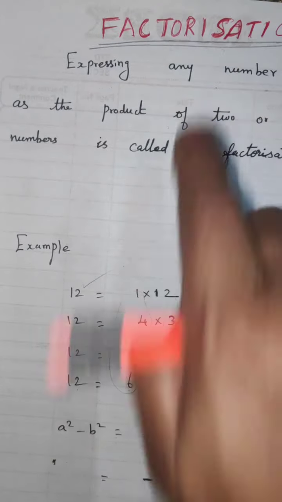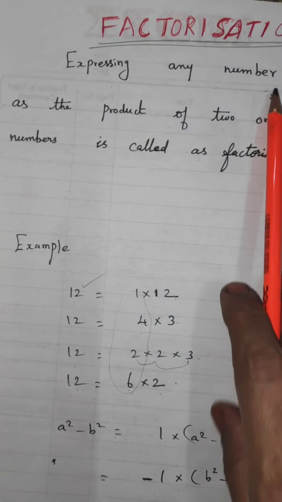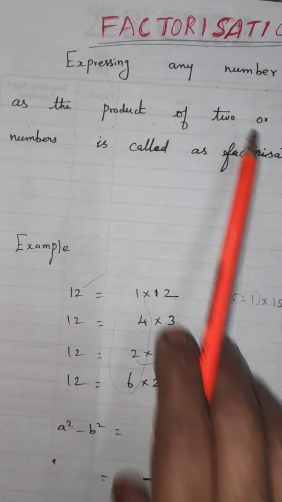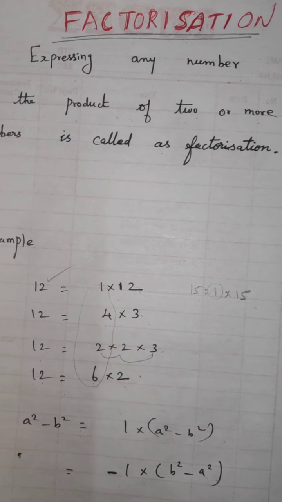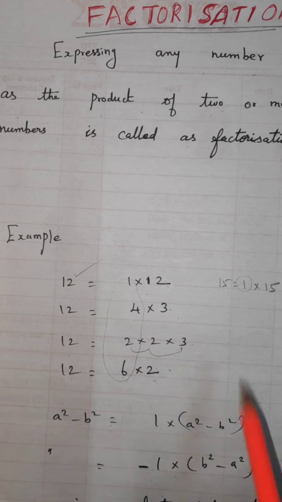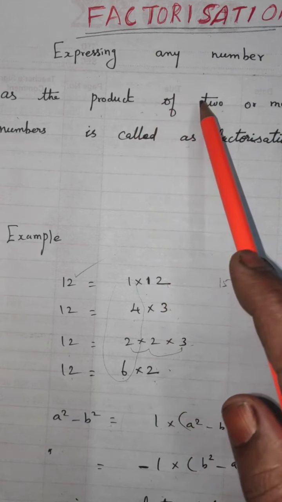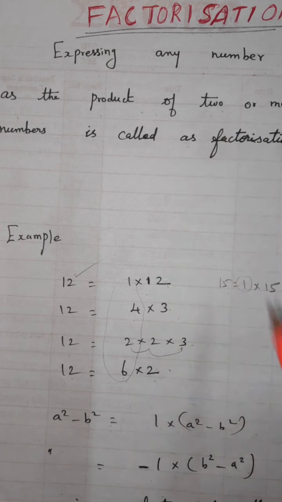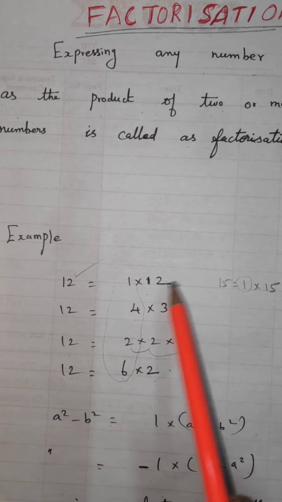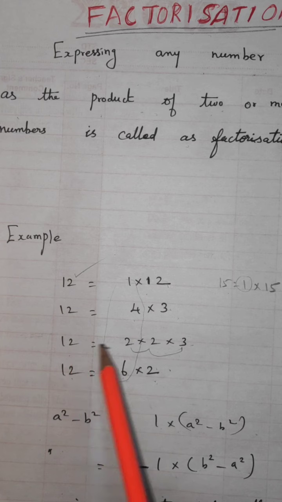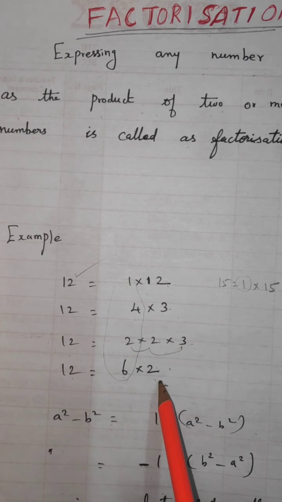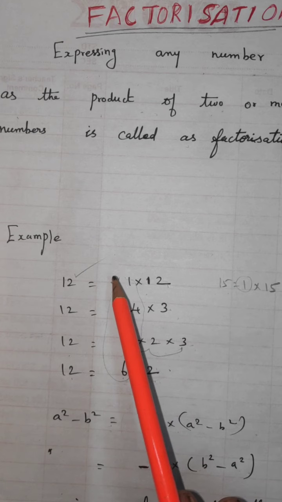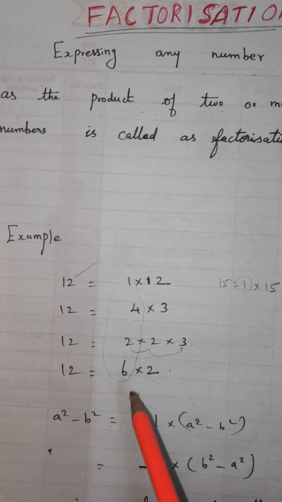What is the meaning of factorization? Expressing any number as the product of two or more numbers is called factorization. Whatever number you select, its product of two or more numbers is called factorization. See the example 12: 1 into 12, 4 threes are 12, 2 sixes are 12, 6 twos are 12. So any number expressed as a product of two or more numbers is called factorization.